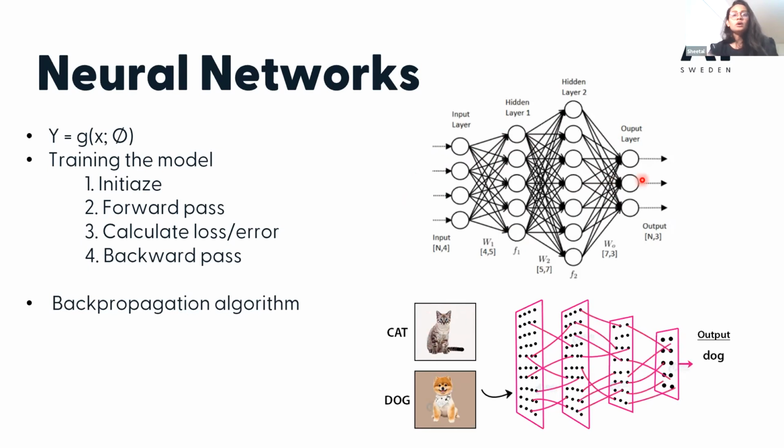And what do we do now? We sent a cat image and we are expecting a cat, but we got some random output. So what we are supposed to do is figure out a loss function or the error. Let's say you want a value 1, but you are getting something like 0.5.